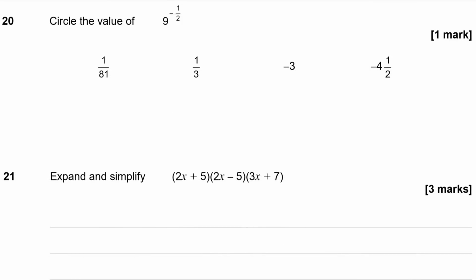In this question, we need to circle the value equivalent to 9 to the power of minus 1/2. Now, with these compound indices, you can actually treat them as two separate processes. I've got a negative index and I've got a power half, and I can treat those as two separate steps. So if I take 9 and I want to raise it to the power of negative 1/2, let's deal with the negative sign first.